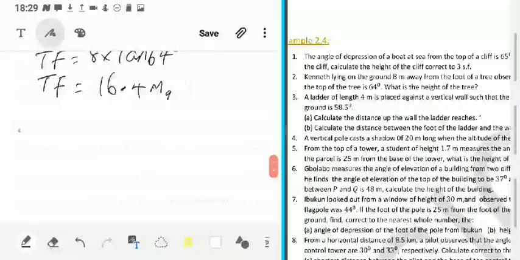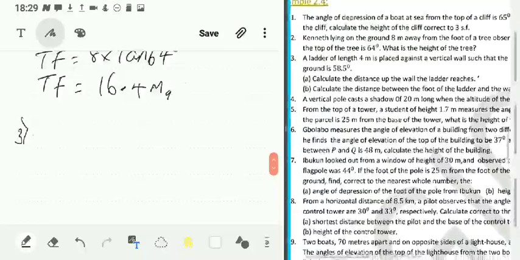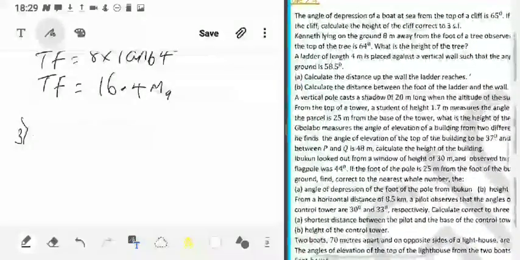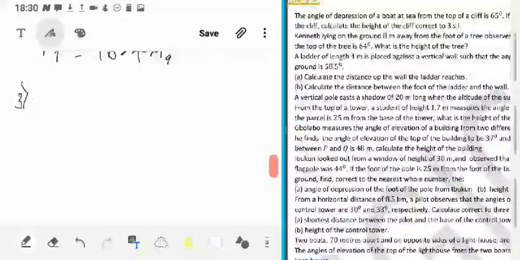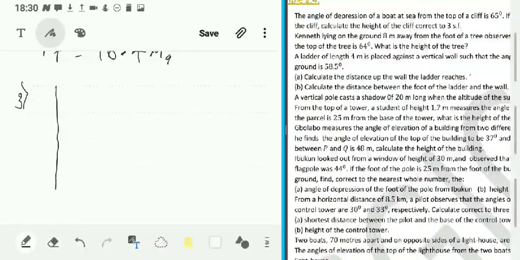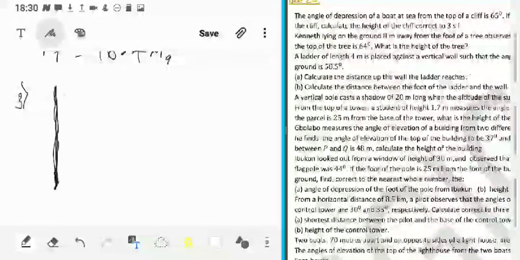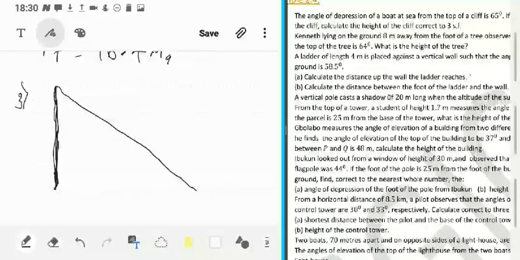Number 3. A ladder of length 4 meters is placed against a vertical wall. If this is what vertical means, a straight line, a line that is drawn like this. Then a ladder is placed against it. So let's assume this is the ladder. You always slant the ladder against the wall. And the length of the ladder is 4 meters.